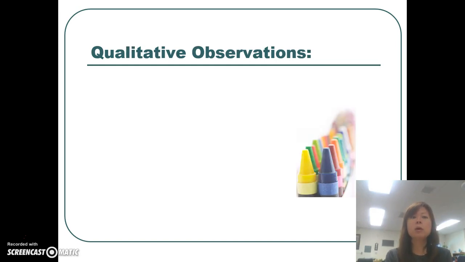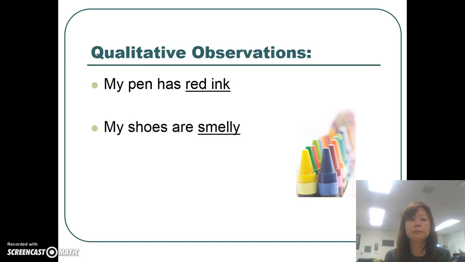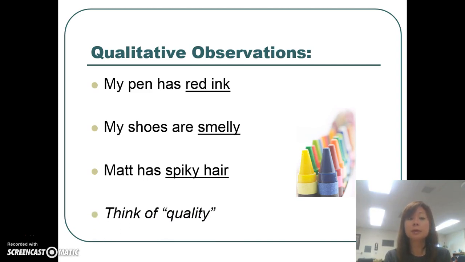The other kind, qualitative observations, does not involve numbers. So if you looked at your pen and noticed that it had red ink, you would say, hey, my pen has red ink. That would be a qualitative observation. Okay, if you took your old shoe and decided to smell it and said, ooh, my shoes are smelly, that would be a qualitative observation. A new student comes into the classroom and has spiky hair and you go, hey, Matt has spiky hair. That would be a qualitative observation. Think of the word quality.